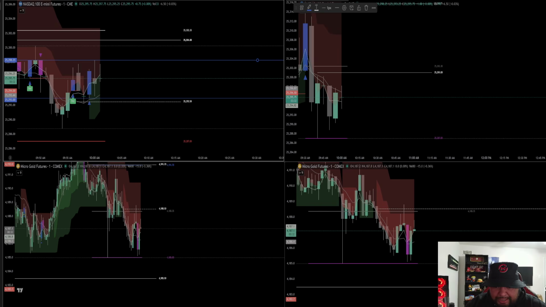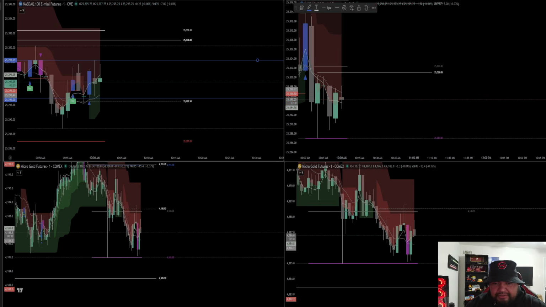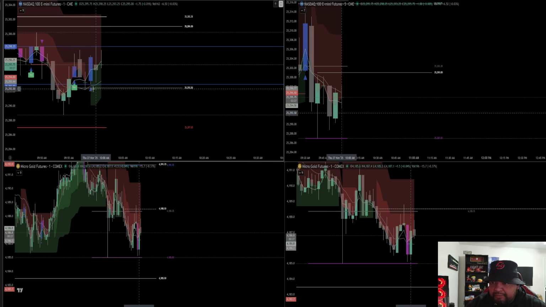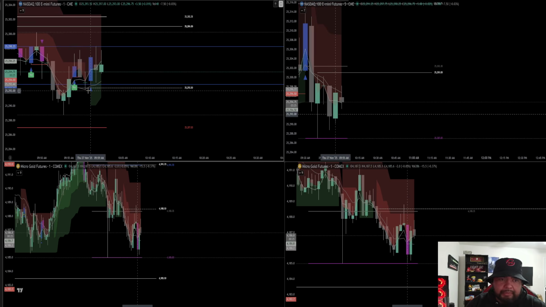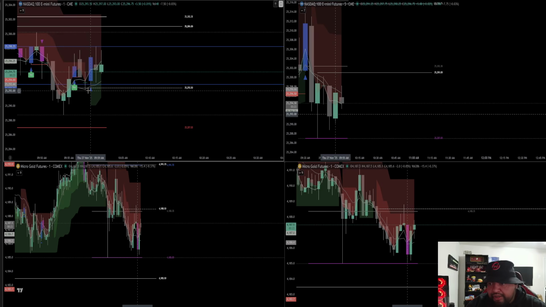Do I use trailing stops? When I hit my TPs, yes. So I always have my stop set, right? When I play on the DOM, right? I'm a super DOM trader. I don't trade off the chart.